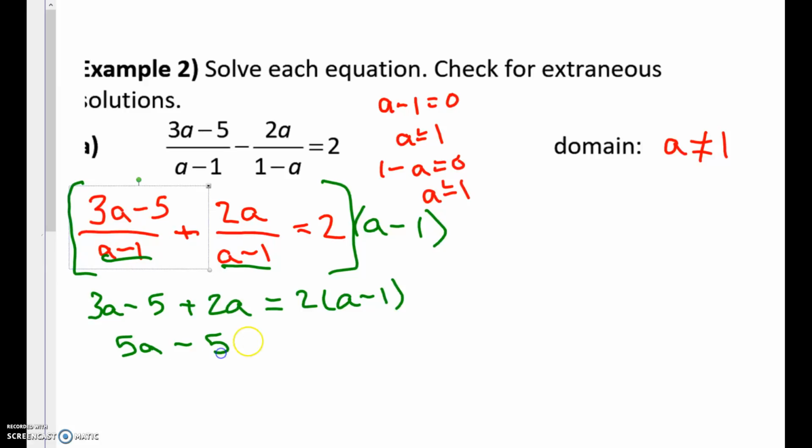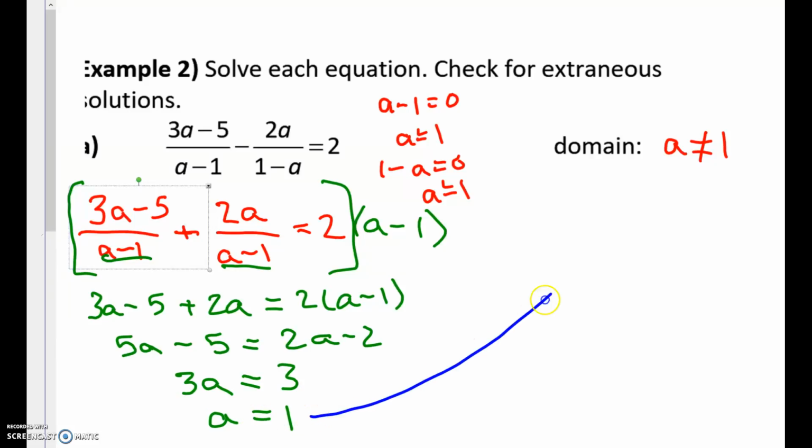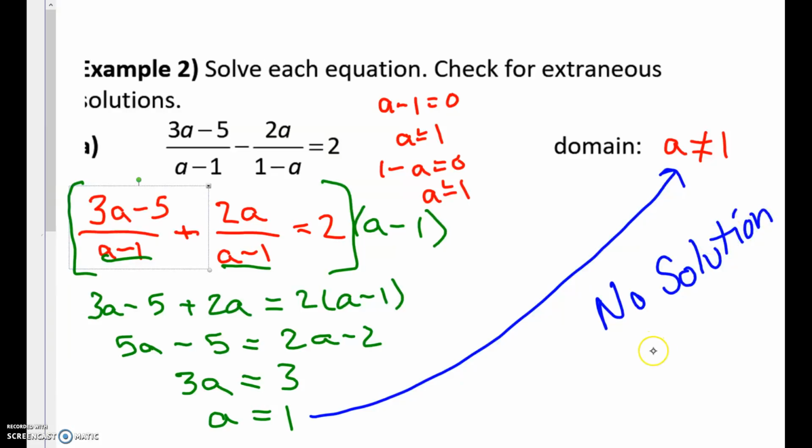I have the minus 5 is equal to, distribute, 2a minus 2. So I get 3a is equal to positive 3, so a equals 1. However, pause. I got a could be 1, but up here it tells me a cannot be 1. So because that solution gets thrown out, we have no solution to this problem because it contradicts the domain, or we could use that symbol.